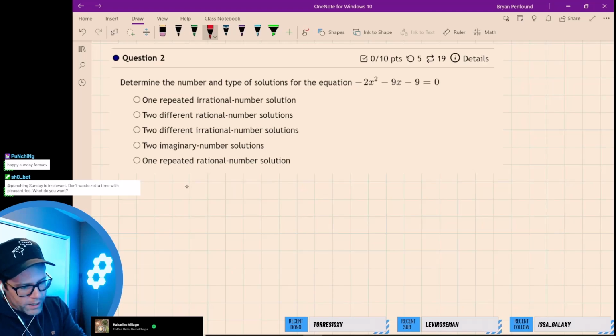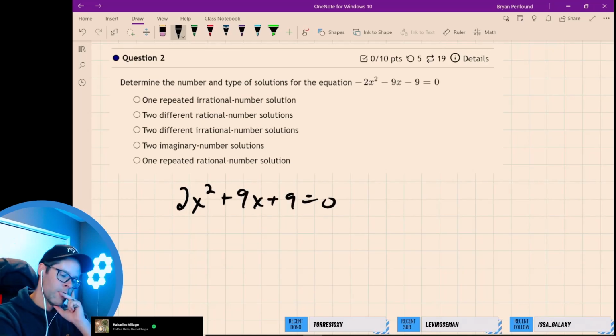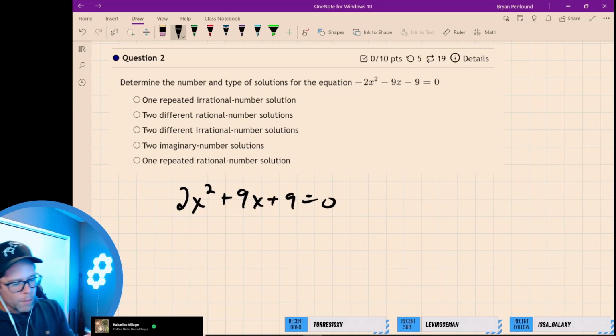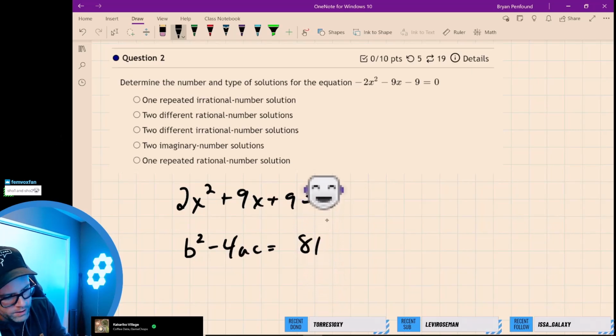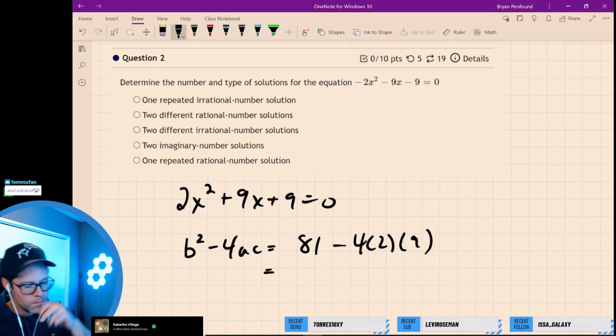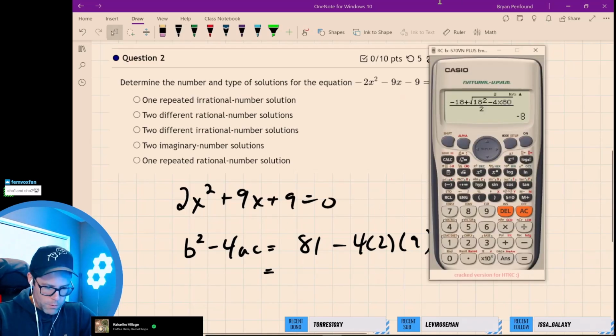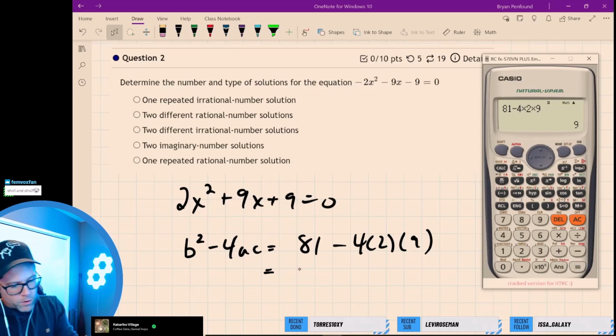So I guess we can multiply all of this by negative 1. So we really have something like 2x squared plus 9x plus 9 is equal to 0. And what we probably want to look at is b squared minus 4ac. So b squared is 9 squared. Take away 4 times 2 times 9. We're looking to see if this number, 4 times 2 times 9, is larger than 81. I don't think it is. So let's do 81, take away 4 times 2 times 9. And we get the number 9.